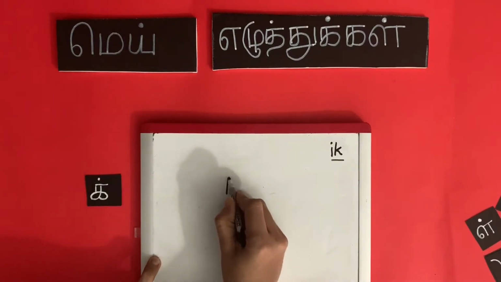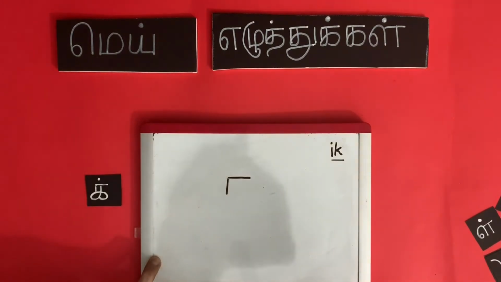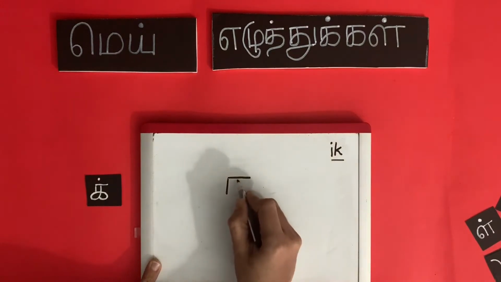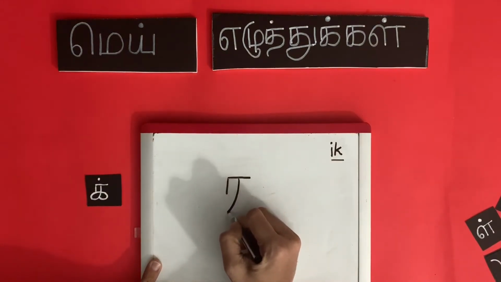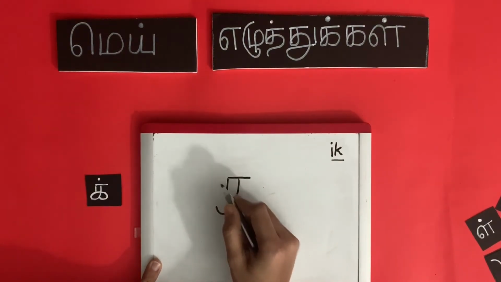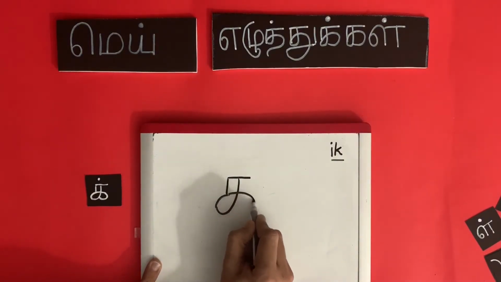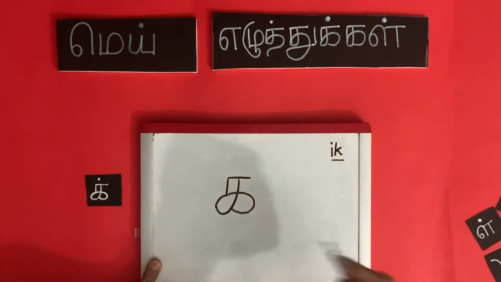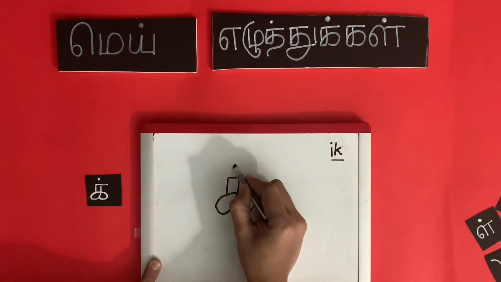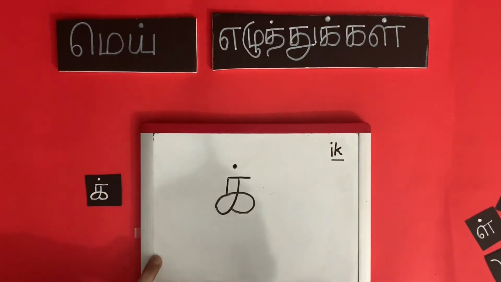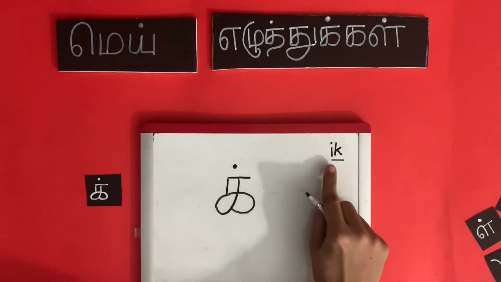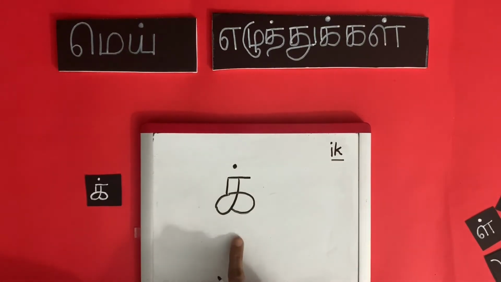Put a straight line. Put a sleeping line. And then you turn it back. Don't take it till the top. Take it till here. And turn it back. Once you write this, don't forget to keep the dot on the head. This is called Ik. This letter is Ik.